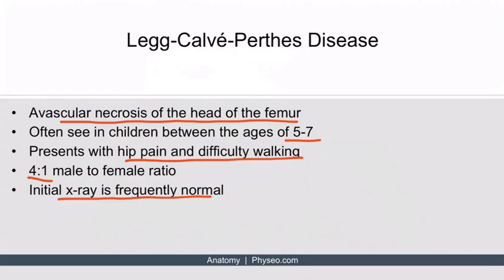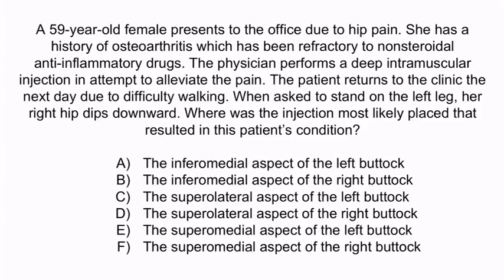Okay, let's review with a question. A 59-year-old female presents to the office due to hip pain. She has a history of osteoarthritis, which has been refractory to non-steroidal anti-inflammatory drugs. The physician performs a deep intramuscular injection in an attempt to alleviate the pain. The patient returns to the clinic the next day due to difficulty walking. When asked to stand on the left leg, her right hip dips downward. Where was the injection most likely placed that resulted in this patient's condition?